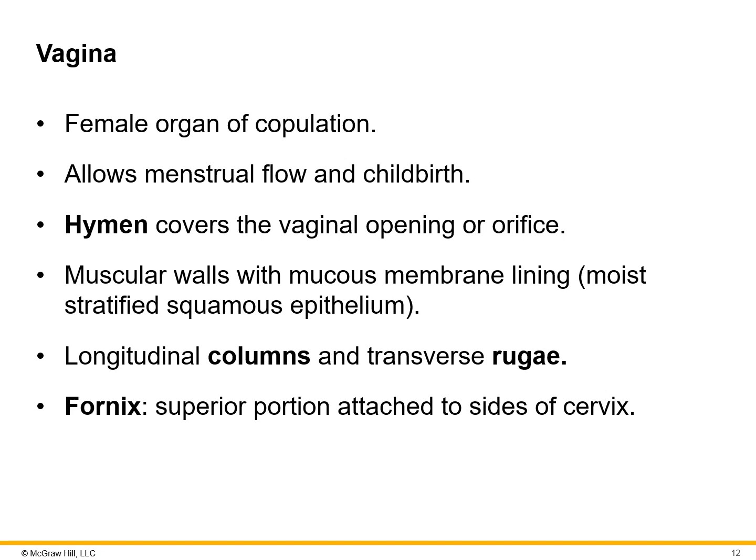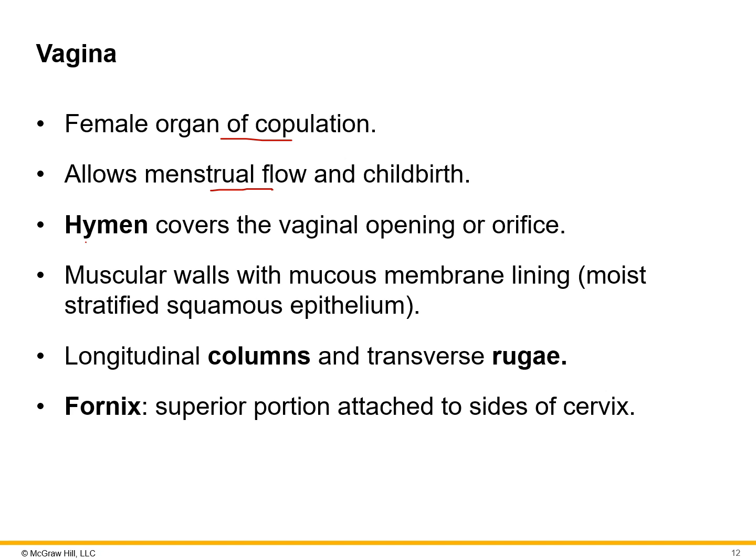Right now, if we look at the vagina, this is that organ for copulation. So this is where fertilization would allow. So during copulation, whenever the sperm get released into the vagina, again, traveling up to the uterus where fertilization can occur in that uterine tube. This allows the menstrual flow as well as childbirth.